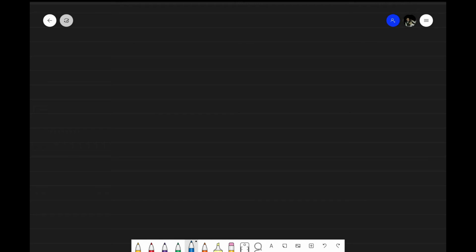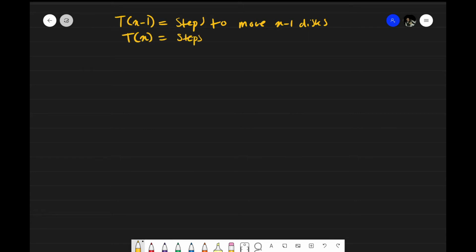Welcome back. Let's build a recurrence relation. Recall that we showed how to reduce the problem of solving for 4 disks to that of solving for 3 disks, and solving for 3 reduces to solving for 2, and so on. Given that pattern, we can say that T(n-1) equals the steps required to move n-1 disks, and T(n) likewise equals the steps required to move n disks.